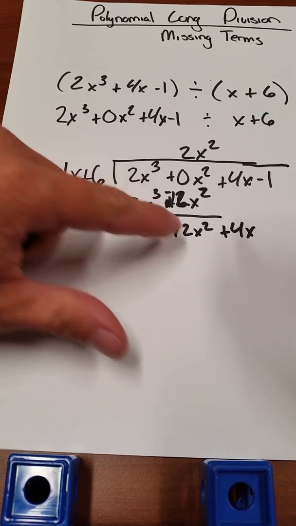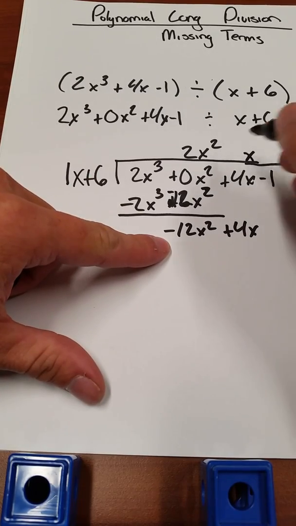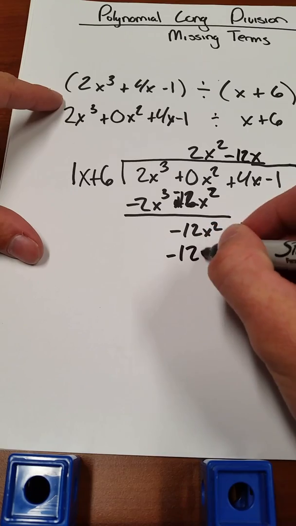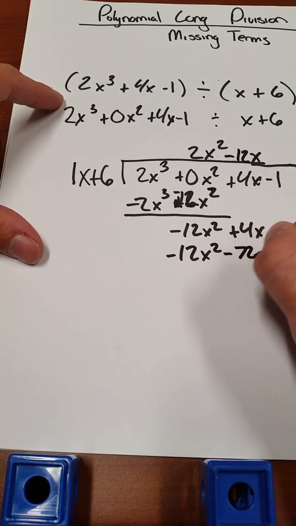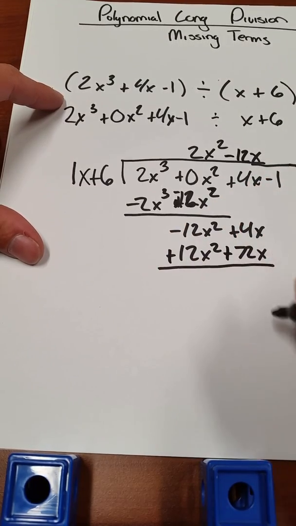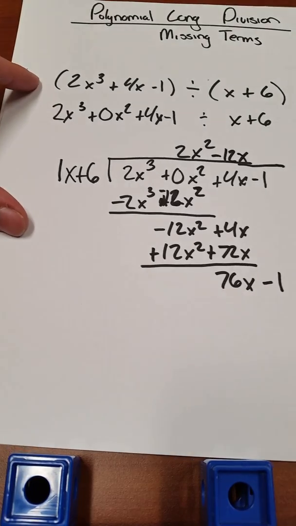All right, x squared, so I need an x. 1 times what gives me -12? Well, that's -12. Multiply out. -12x squared minus 72x. Change your signs. 76x minus 1.